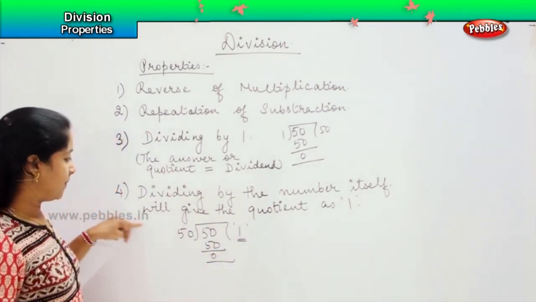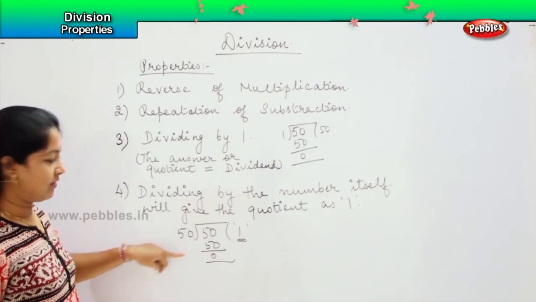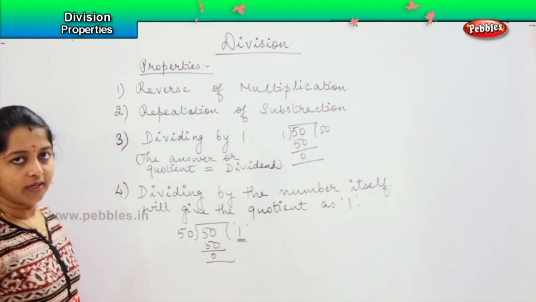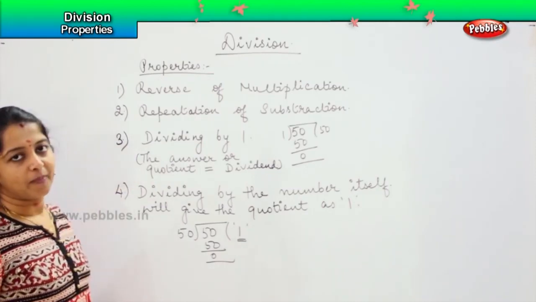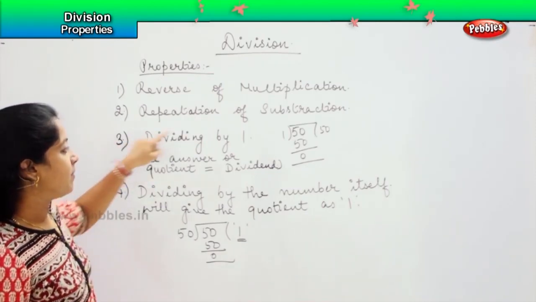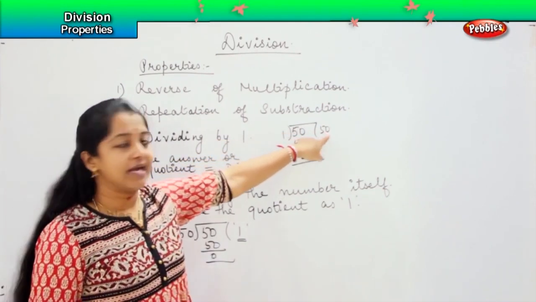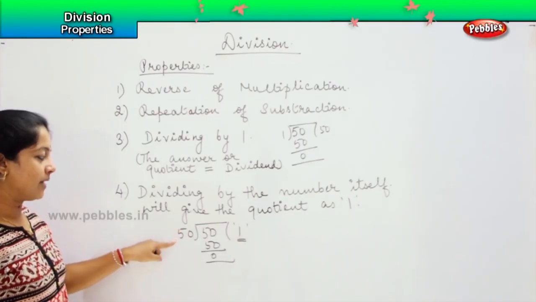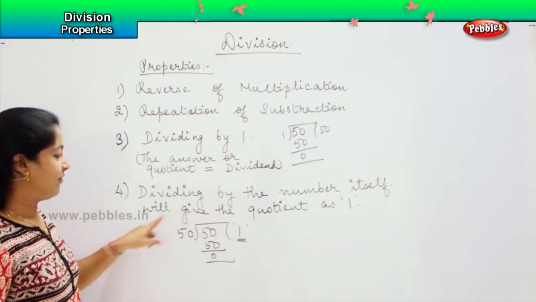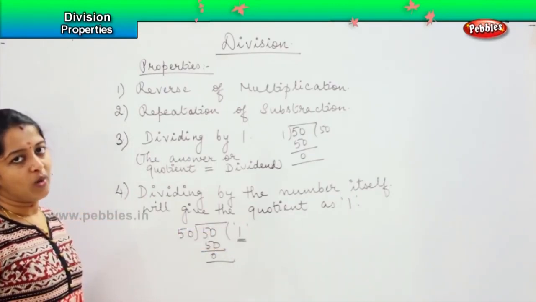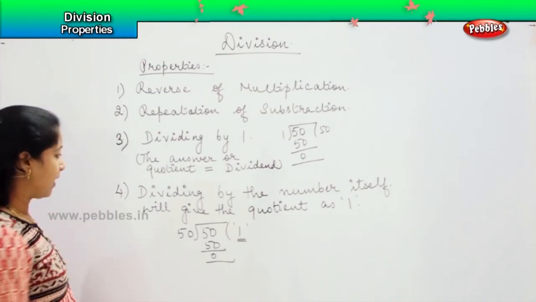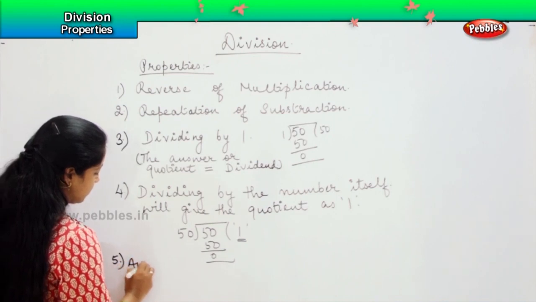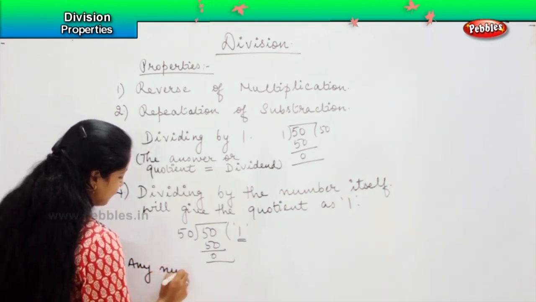So when you divide a number by the same number itself, it will give me the answer 1. It is totally opposite of what we studied in property 3. Property 3, if I am dividing the number by 1, I will be getting the number itself as my quotient. Whereas in this case, if I divide the number by the number itself, I will be getting the answer 1 as my quotient.